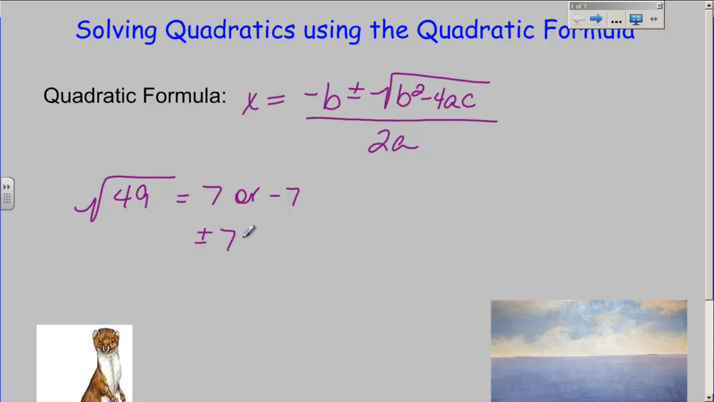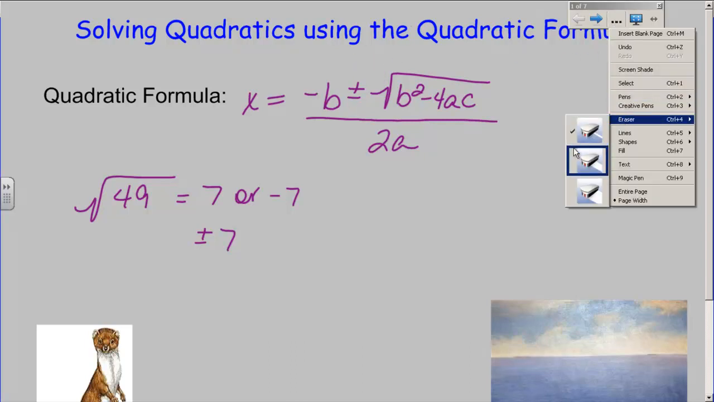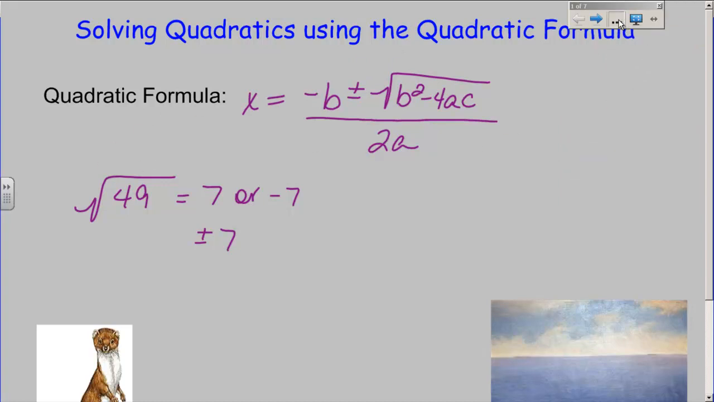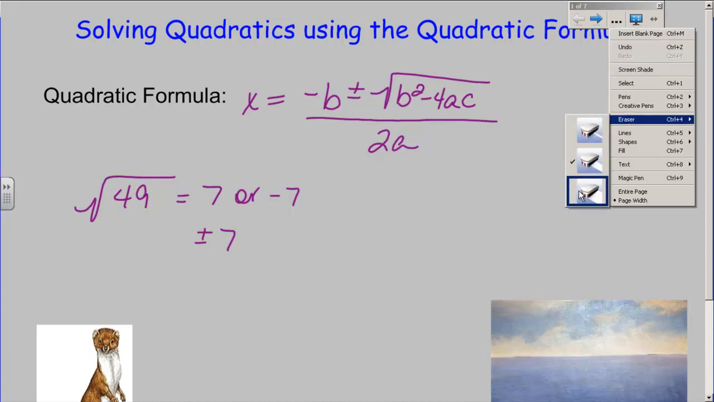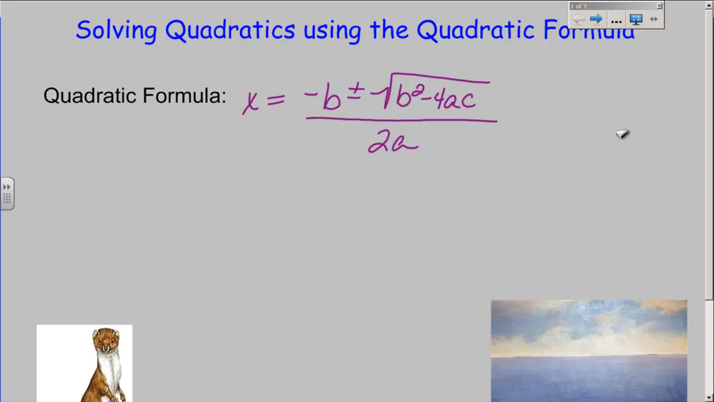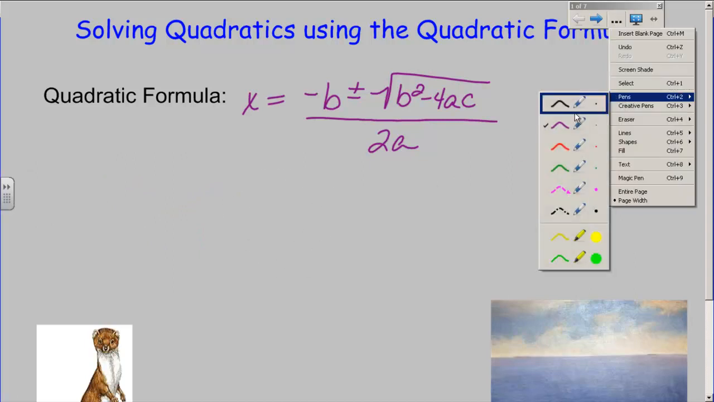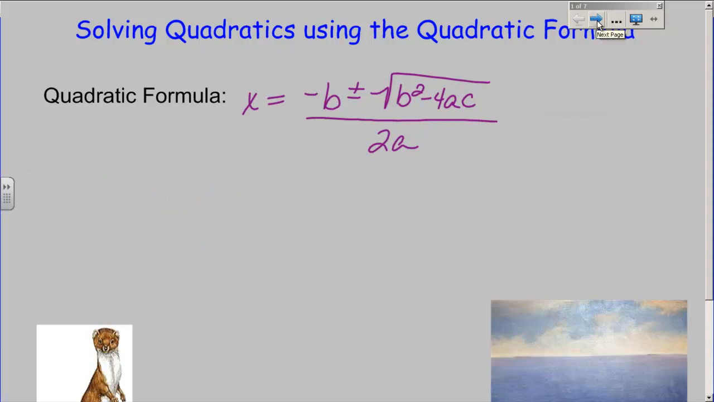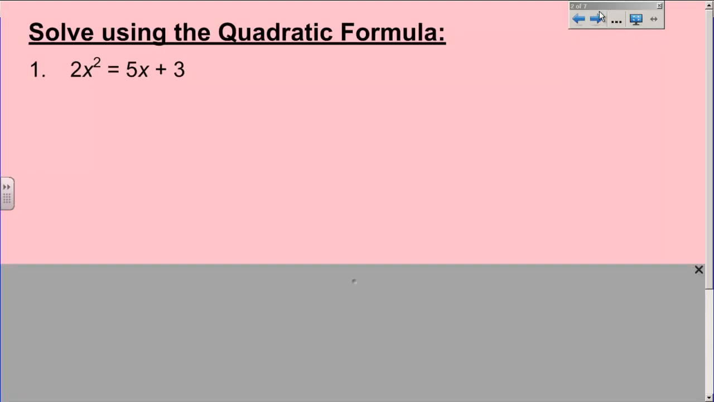It could be either one of those numbers. It could either be a positive 7 or it could be negative 7 because both of those numbers work. That is the reason why this plus or minus is there. Plus this helps to give us the two solutions that we're going to have to come up with when we do our problems. So we're going to practice the quadratic formula. Don't be afraid of it. It's really quite simple. So let's do some examples.